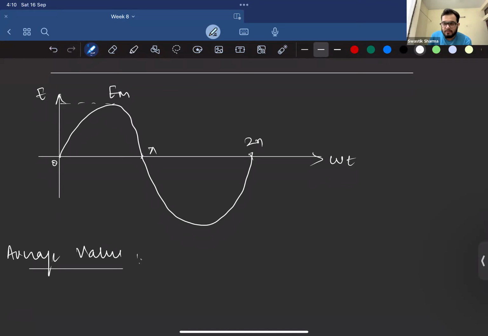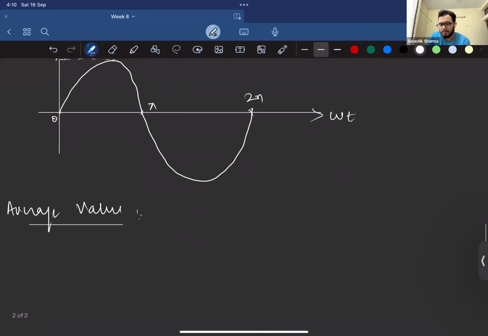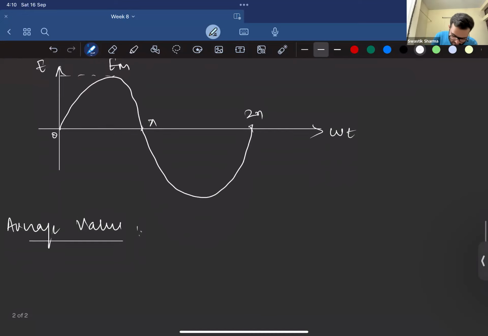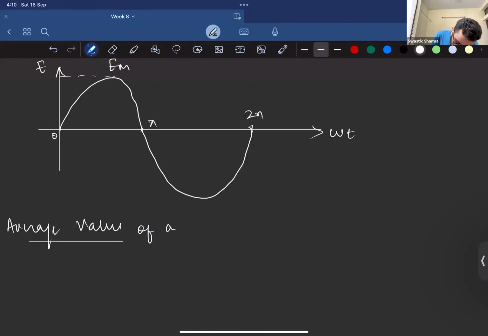Average value of a waveform is nothing but the area under that waveform divided by the time period or the base of the waveform, right? Now, let's do it for a sinusoidal wave. Average value of a sinusoidal EMF.